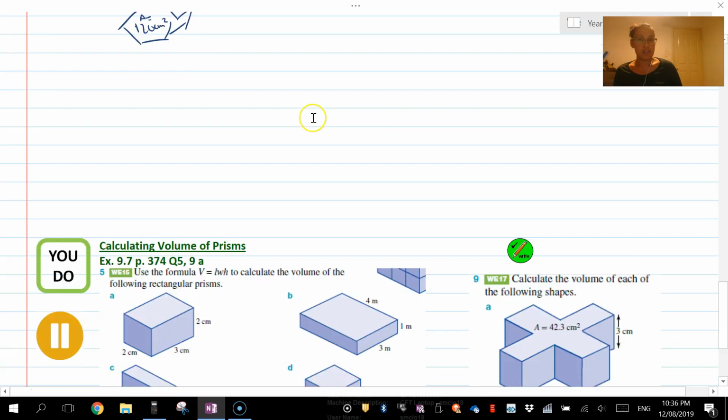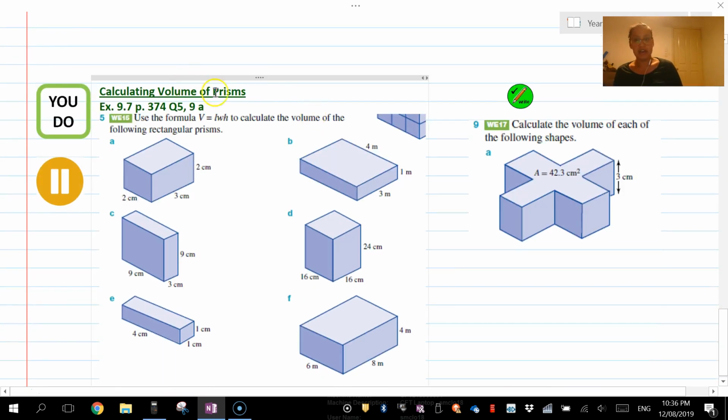Okay, so what you're going to do now is have a practice of using the prism formula. So volume equals length times width times height for rectangular prisms. You can use A times H, that's fine. And then we're going to have a go at doing just one of your irregular prism kind of bases and then calculating the volume for that shape.